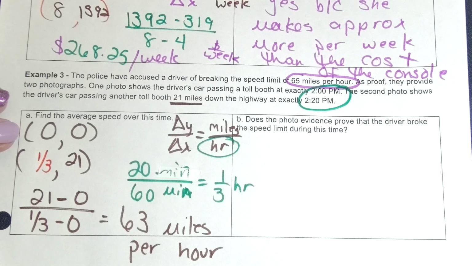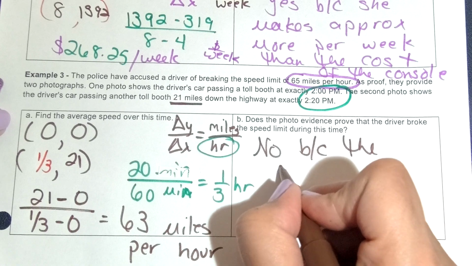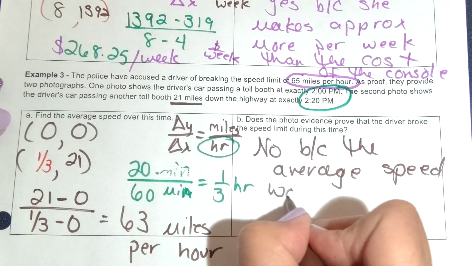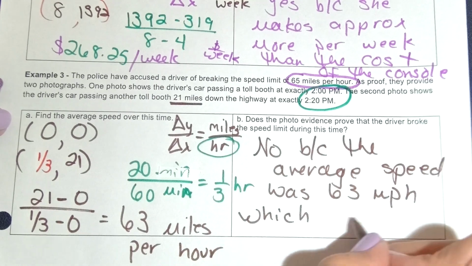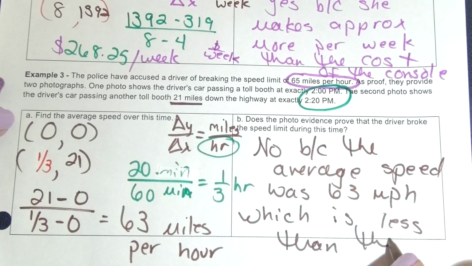Questions? All right. Part B, does the photo evidence prove that the driver broke the speed limit during this time? Does it? Why no? Because what? It's under the speed limit. No, because the average speed was 63 miles per hour, which is less than the speed limit.